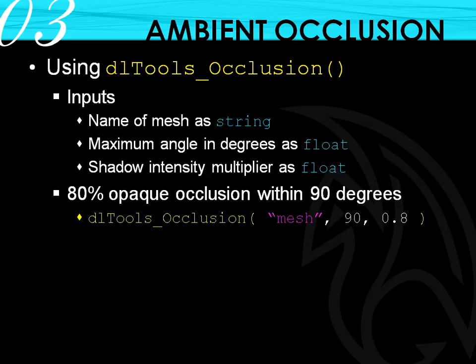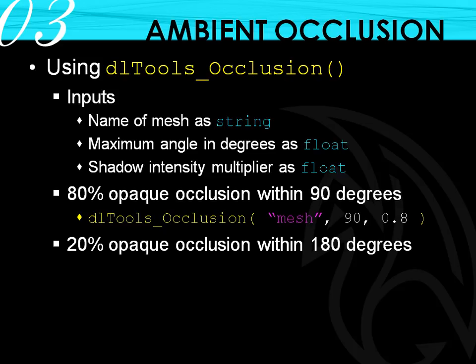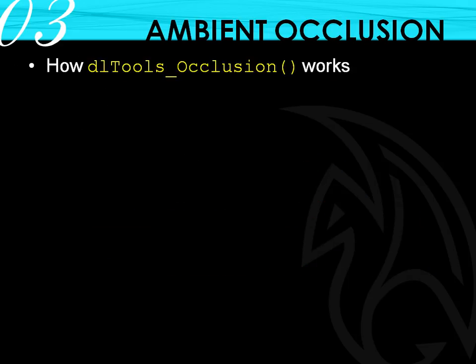So here's an example of where we would make an 80% opaque occlusion, so 80% shadow intensity within 90 degrees. So we'd use DL Tools _ occlusion. The name of our mesh is going to be mesh. We want to create ambient occlusion within 90 degrees or less, and we want to have 0.8 shadow intensity, which represents 80% essentially. Here again, 20% within 180, we would do mesh 180 and 0.2. So let's look at how this works under the hood.